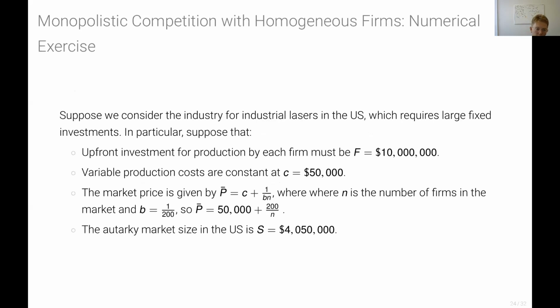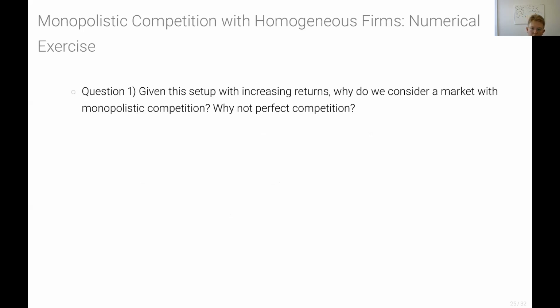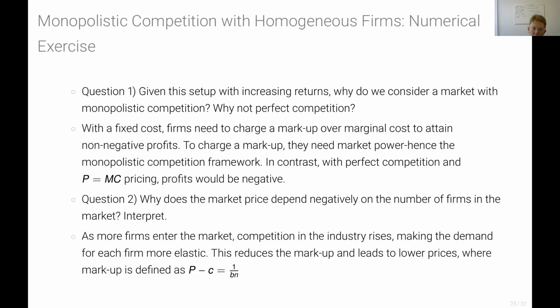Well, you can sort of see here that P bar is going to decrease in N, and the way you can think about this is that there's going to be some competition. As we have more firms, they're going to increase competition, and so that's going to make the demand for each firm more elastic, or more responsive to prices. And so this is going to reduce the markup and lead to lower prices.